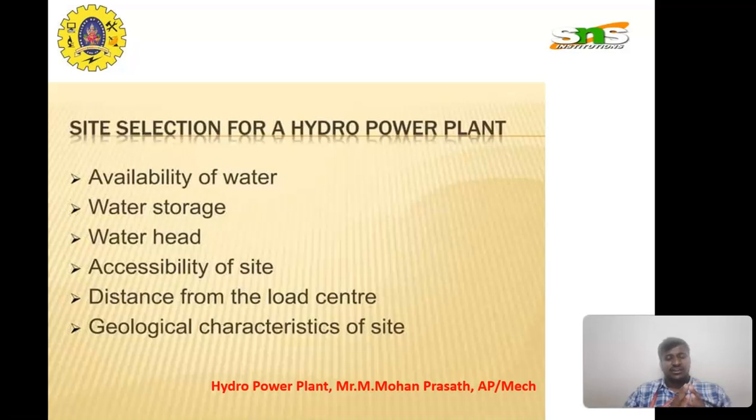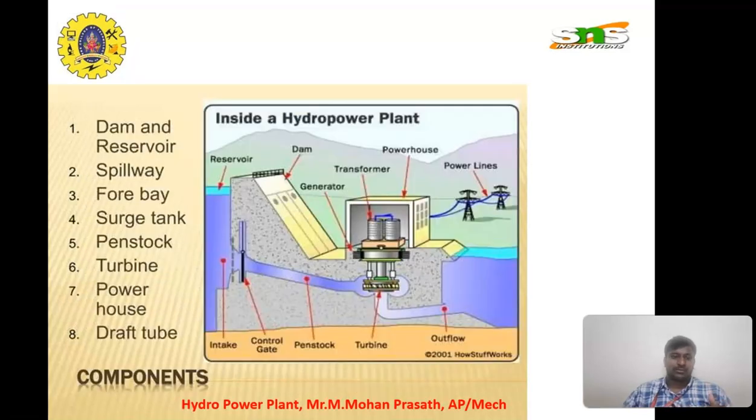Next, the site selection for the hydropower plant. For developing a hydropower plant, several parameters are considered for the site selection, such as availability of water, water storage, water height, accessibility of site, distance from the load center, and geological characteristics of the site.